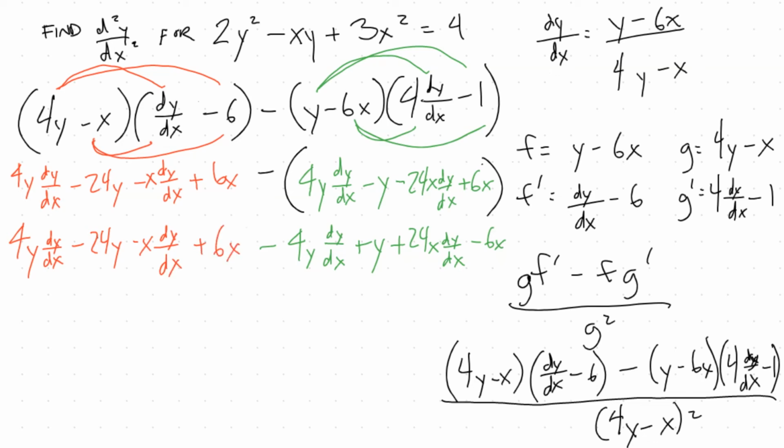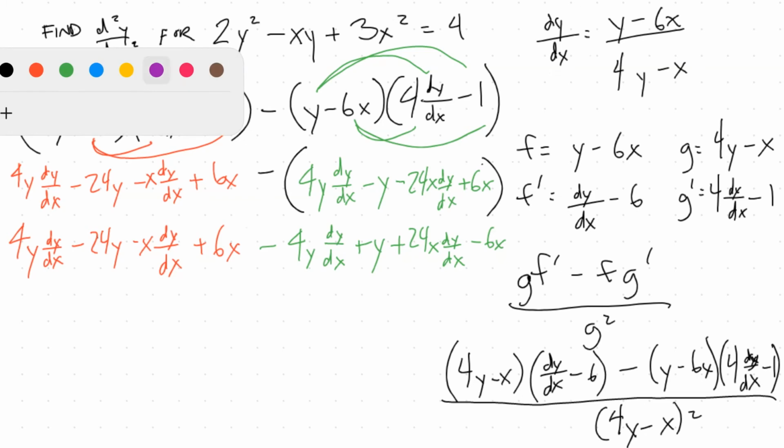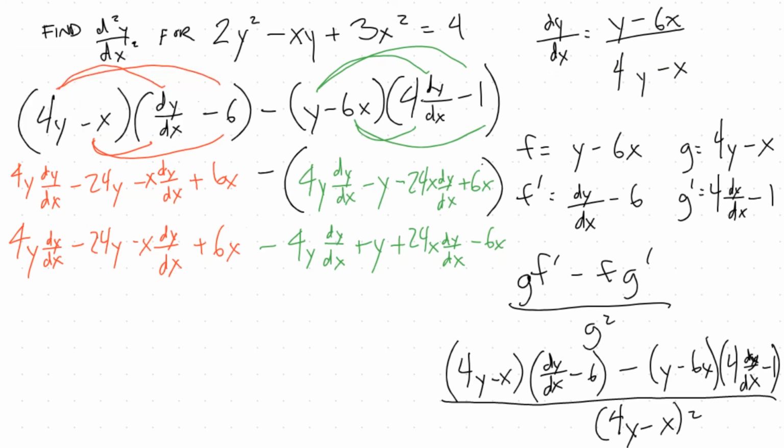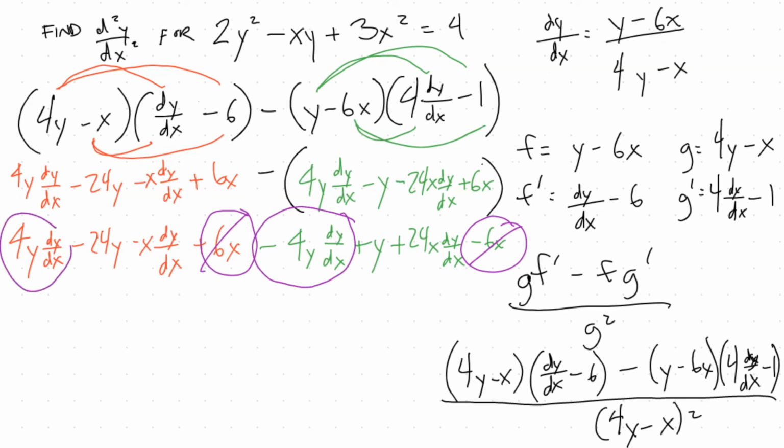Okay, so I notice that I've got some terms that should be able to cancel. So I have a 6x right here that's positive. I have a 6x right here that's negative. Those can cancel out. I have a 4y dy dx that's negative over here, and I have a 4y dy dx over here. Those can cancel out.